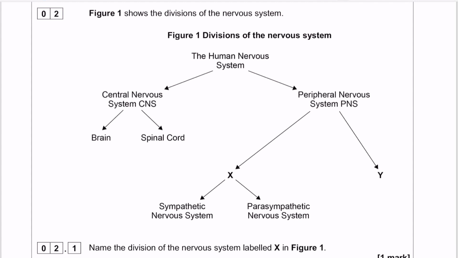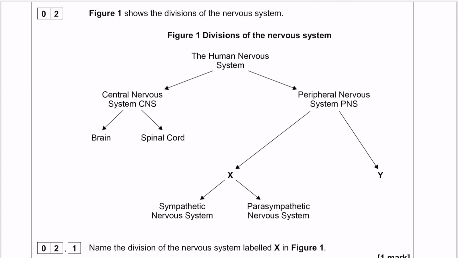Right guys, welcome back. This is question 2 from the AS 2020 paper 2. Don't worry if you're doing the A-level course rather than the AS course. These questions are still relevant and still very useful to get a bit of practice in. Okay, this question is a two-parter and it's on the nervous system.